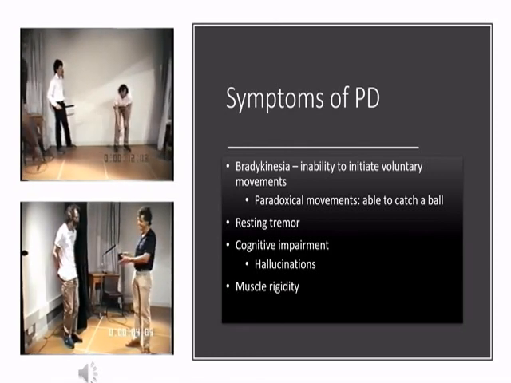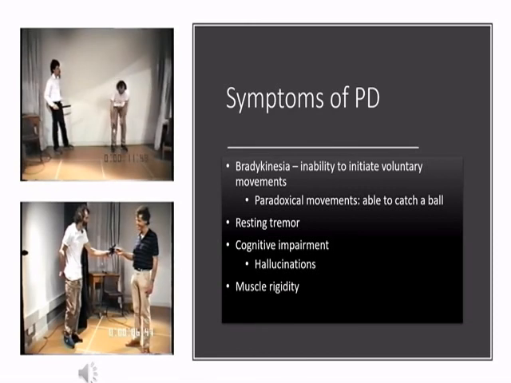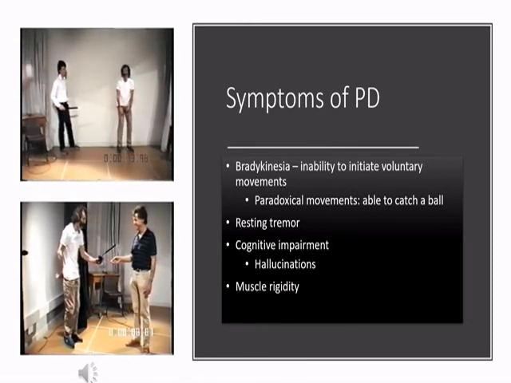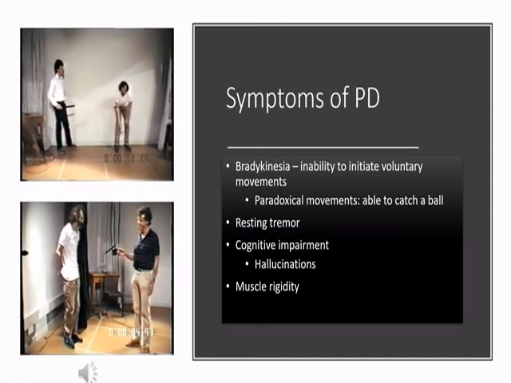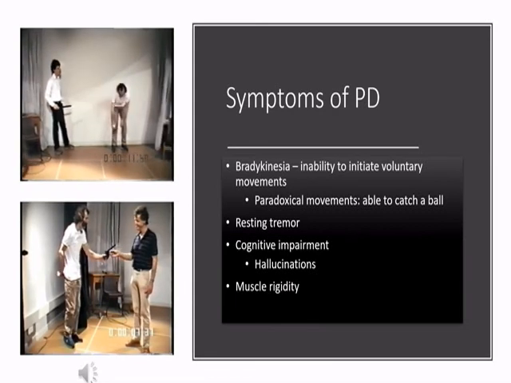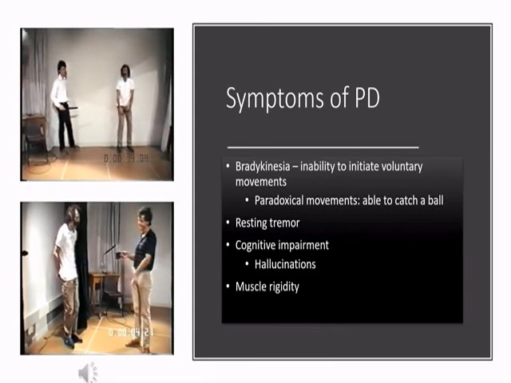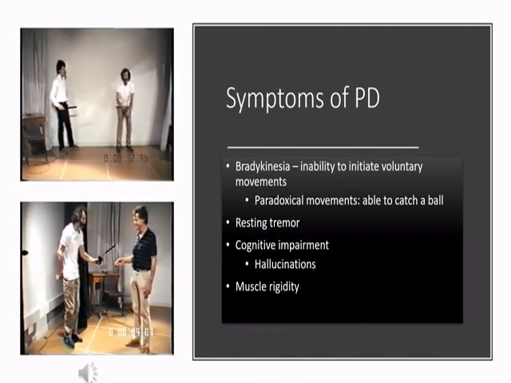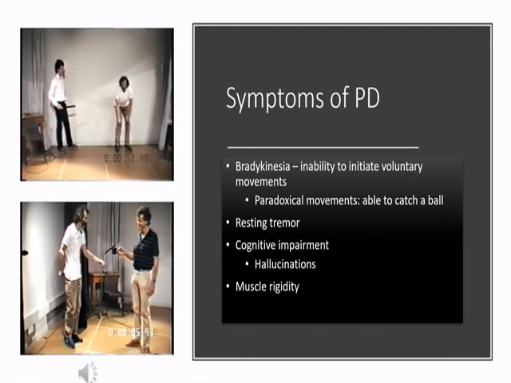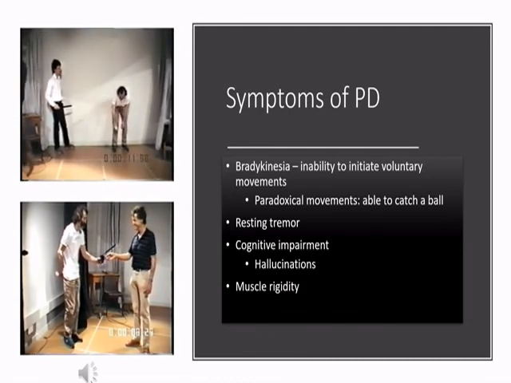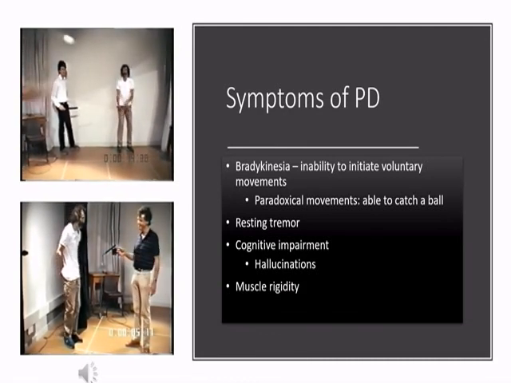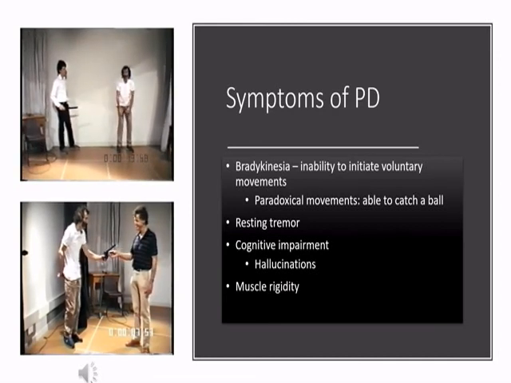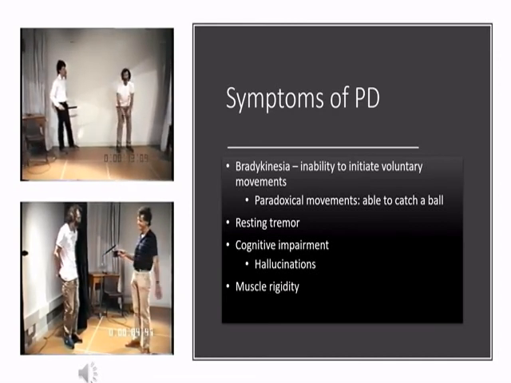The symptoms of Parkinson's disease then include things like bradykinesia, which is the inability to initiate voluntary movements, but not the loss of responsive movements. So Parkinson's patients often adapt to this inability to initiate movement by tricking themselves, by getting them to respond to cues in the environment. You'll notice also, particularly in the bottom video, resting tremor, but what's not obvious is things like cognitive impairment, including hallucinations and muscle rigidity.